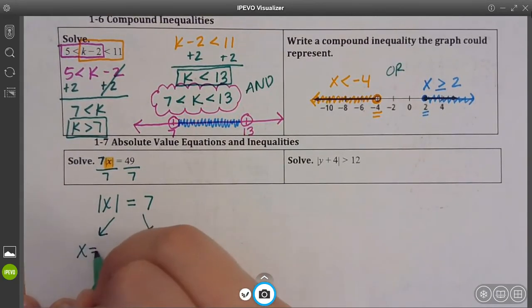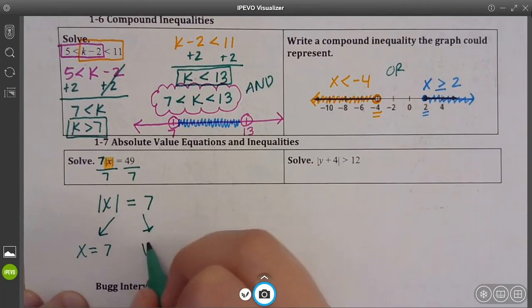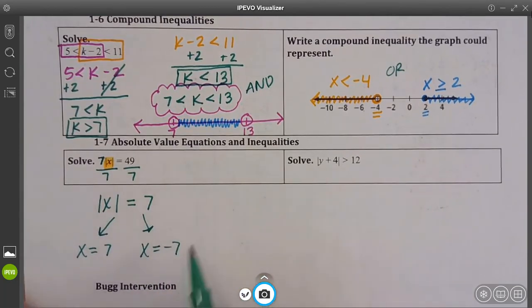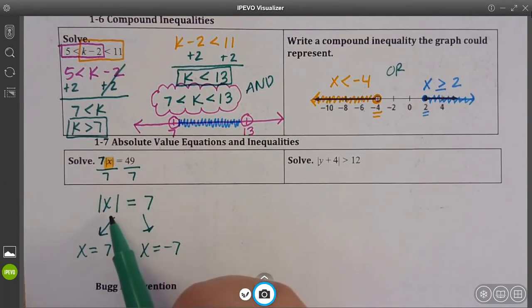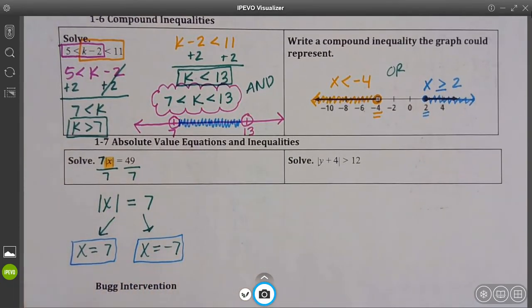We can say x is going to equal positive 7, because the absolute value of positive 7 is 7. That's correct. And then we can also say x is equal to -7, because if I plug -7 back in here, absolute values would tell me to make it positive, and that satisfies my equation as well. So my two solutions here are x equals positive 7 and x equals -7.